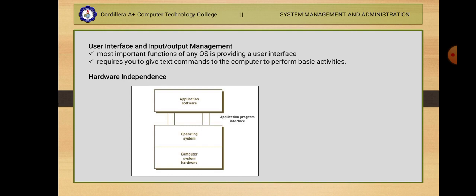So, mga programmers can use APIs to create application software without having to understand the inner working of the operating system. So, as you can see dito sa may figure natin, you have there the application program interface, then application, doon sa pinakataas, that is application software, and you have operating system, and then you have the computer system hardware.